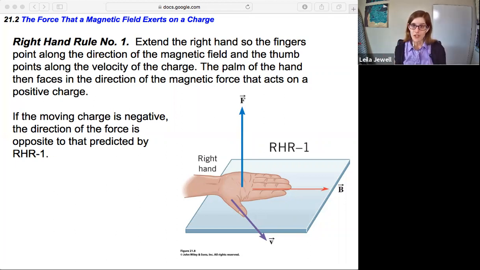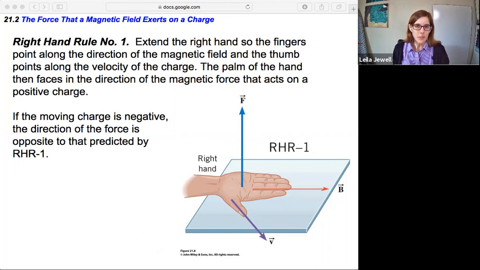Or the other way you can approach it, if you're feeling comfortable and confident with it, is you could use the left-hand rule. For the left-hand rule, you still have your finger is the magnetic field, your thumb is the velocity, but now your middle finger is the force. But this only works for negative charges, so be careful you don't accidentally use your left hand when you need to use your right-hand rule. That's a way we can get the direction of the force.